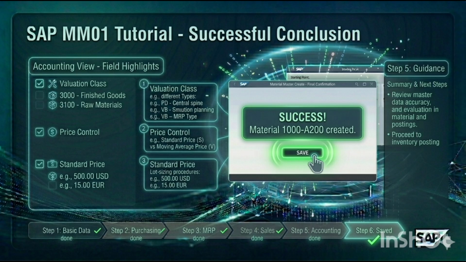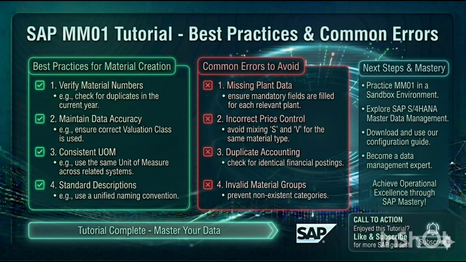But before we move forward, let's discuss some best practices and common mistakes. Always choose the correct material type in the beginning. Maintain only the views that are actually required. Follow company-wide naming conventions for materials. Always double check units of measure because changing them later is very difficult. Pay special attention to MRP and accounting views.